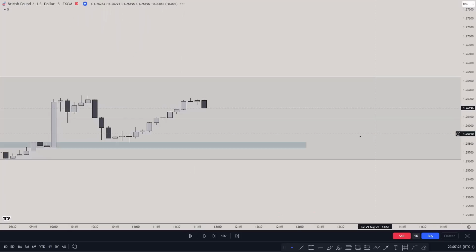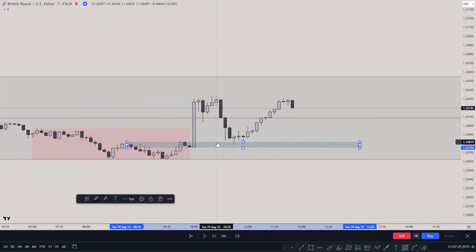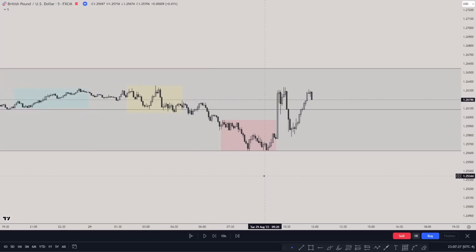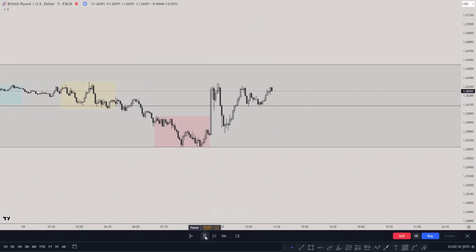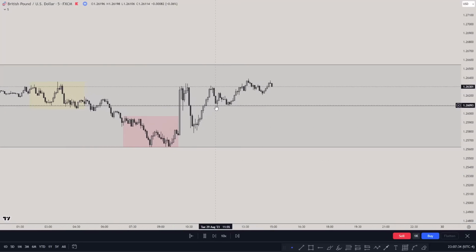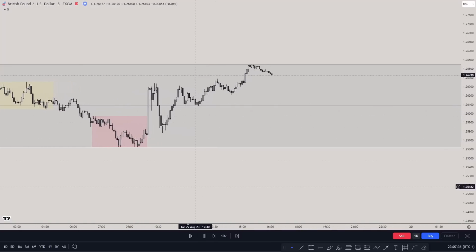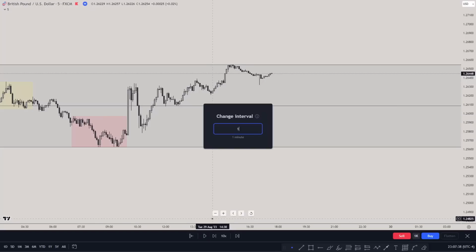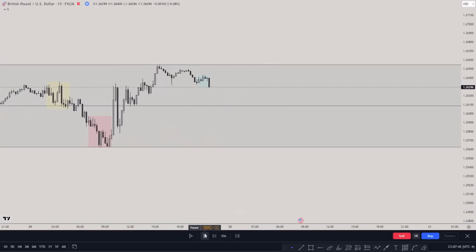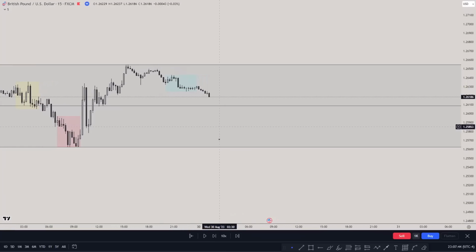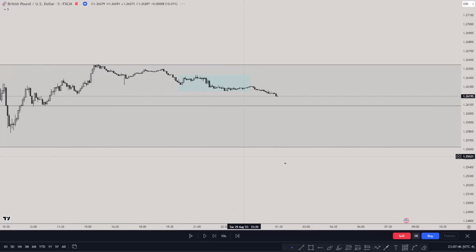So we're going to go to the 5 minutes, and let's remove this and wait for the new candle to form. So it's going to take some time. But even here, you see how price is respecting the 50% of the candle, right? I'm going to go just 15 minutes to make it faster. And this is the Asian session. Back to 5 minutes here.